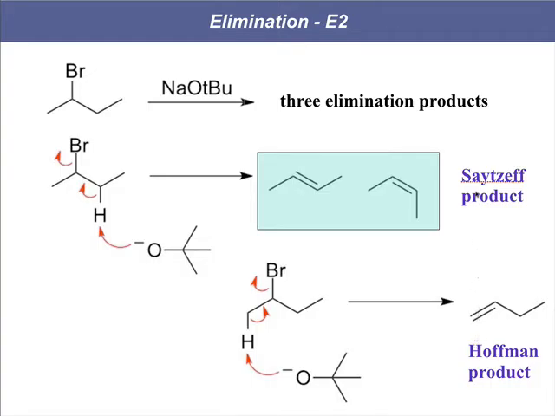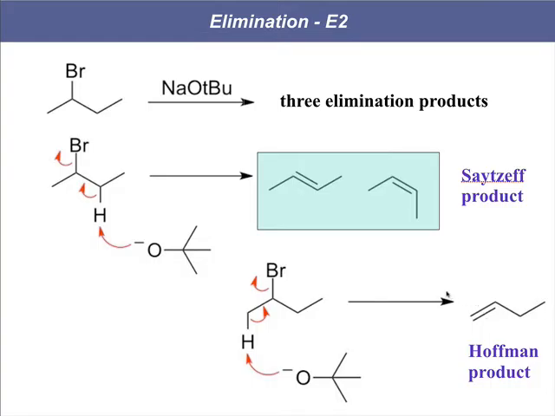So the Zaitsev product is the product that results from following Zaitsev's rule. It's the most preferred alkene product in elimination. And we call the non-Zaitsev product the Hofmann product. The reason it's called the Hofmann product is because there is another type of elimination called Hofmann elimination that gives the Hofmann product as the major product.